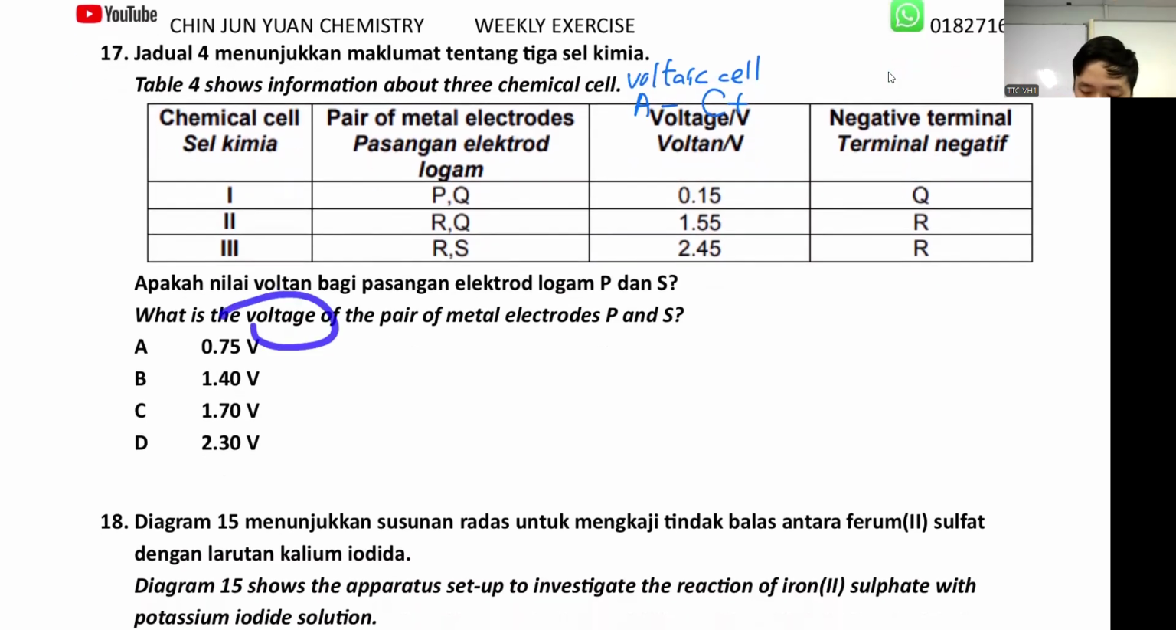So what is the voltage for the pair between P and S? Now this one, the calculation goes like this. Let's say between P and Q, the voltage is 0.15, and the negative terminal is Q. So the anode, the negative terminal, here is Q.